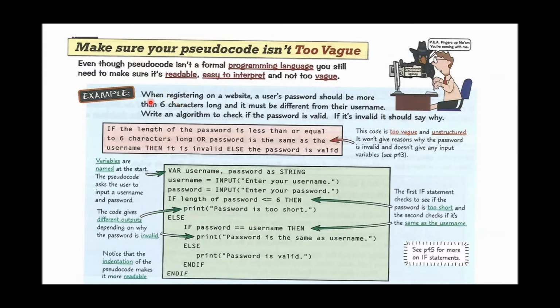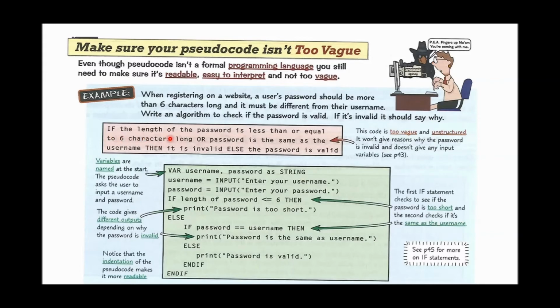So look, the question tells you exactly what to do. Just read it carefully and slowly and highlight if you need to. Read it carefully. When registering on a website, a user's password should be more than 6 characters long, and it must be different from their username. Write an algorithm to check if the password is valid. If it's not valid, it should say why.